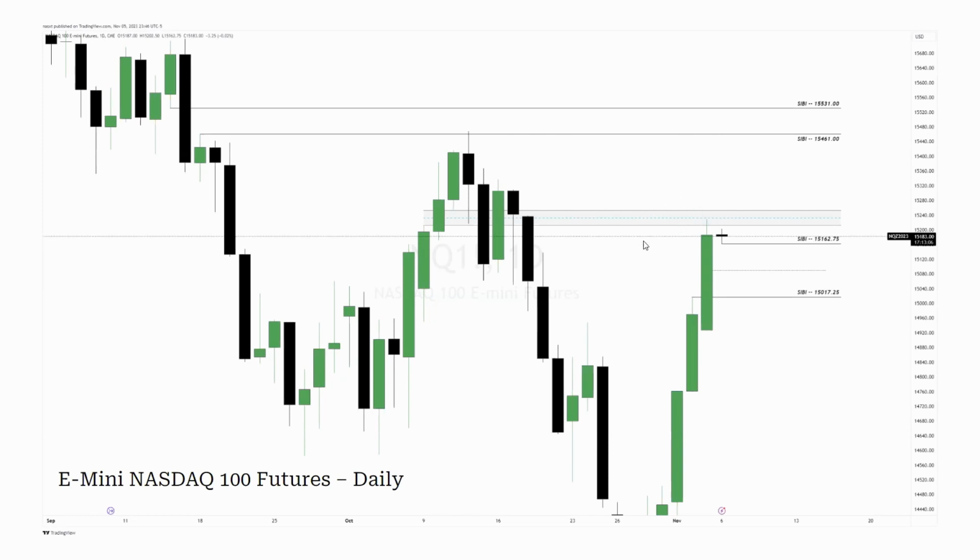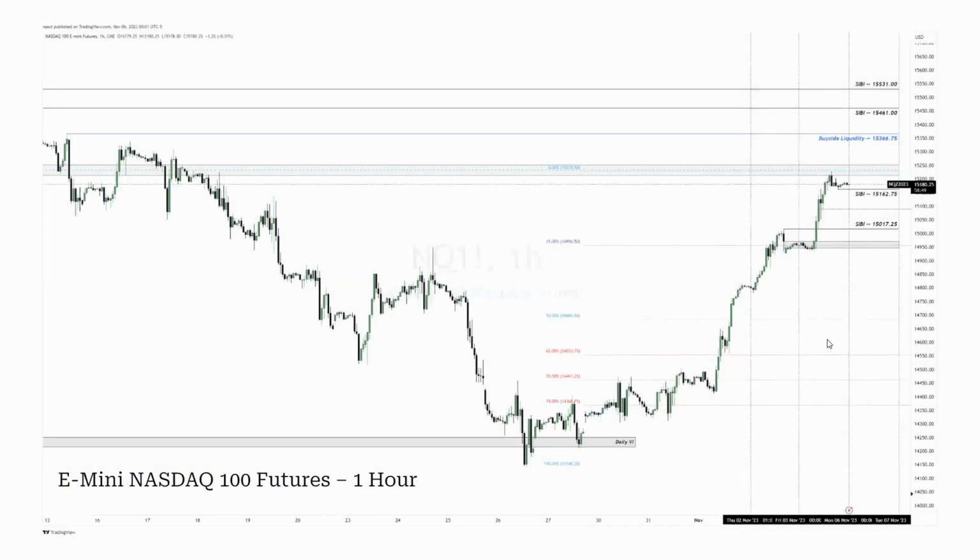I recommend you guys having these levels on your charts, right? But don't do too much. Just keep it clean, very simple. Just seeing what it could do, what it could run to, right? Let's move on to the 1 hour on NAS.